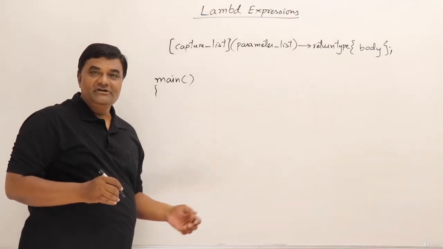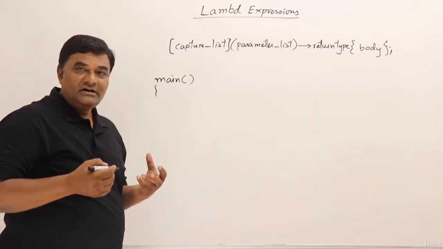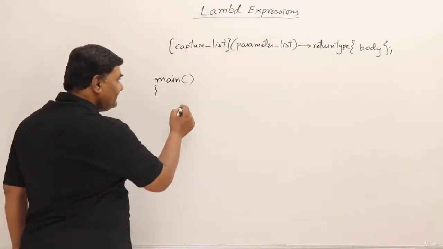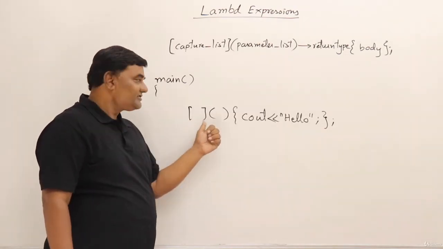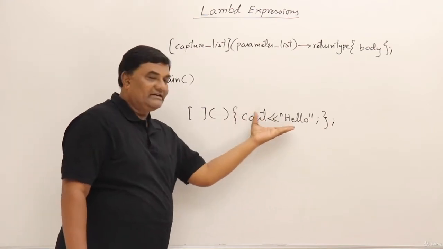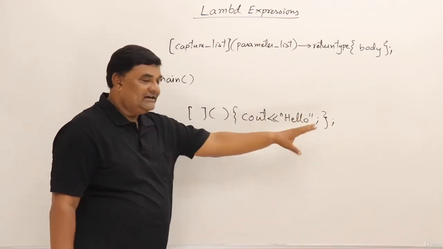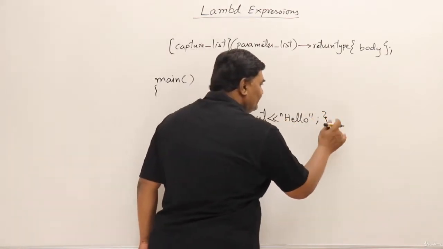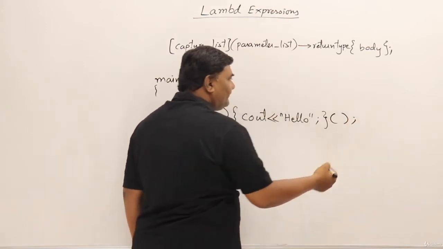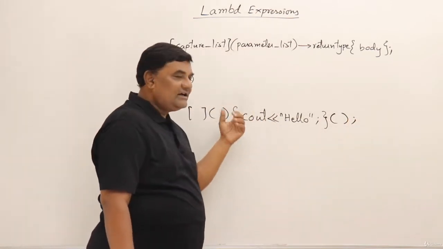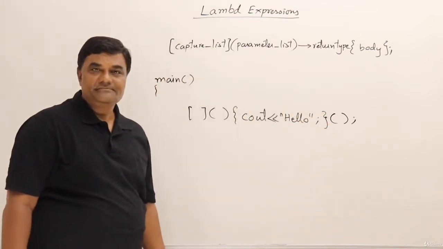Now inside the main function I want to write one unnamed function and also call it that will just display hello. Let us write it. There is nothing in capture list, there are no parameters, and this is the body that is displaying hello, and end of the definition. Now how to call? I can directly write down brackets here for calling this function. So this will define the function as well as call the function.